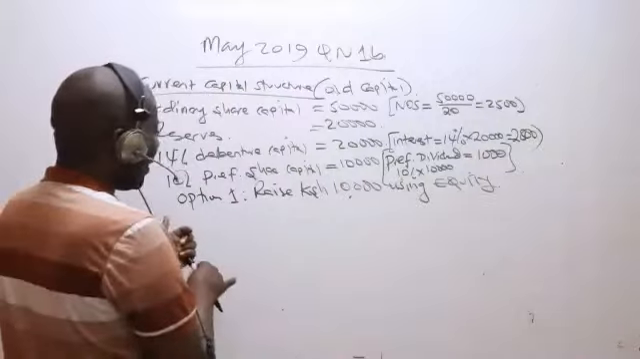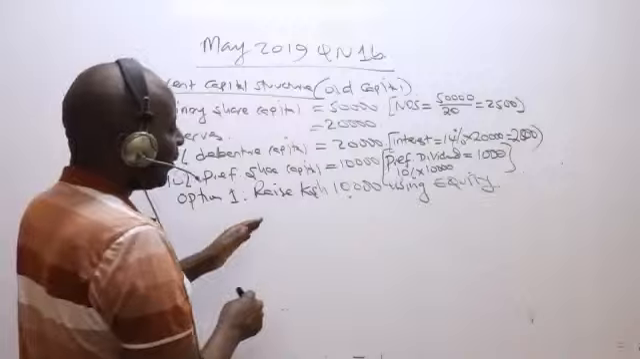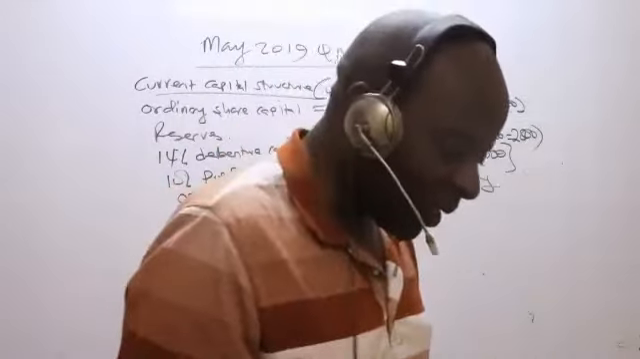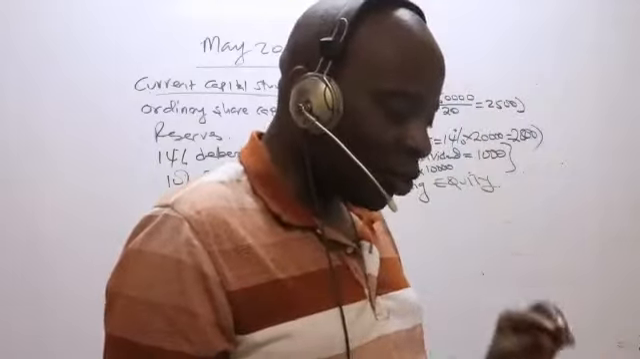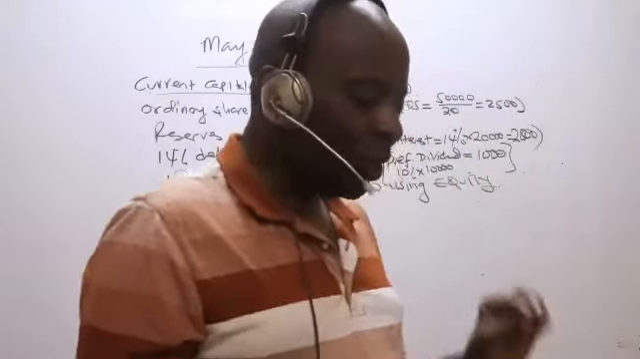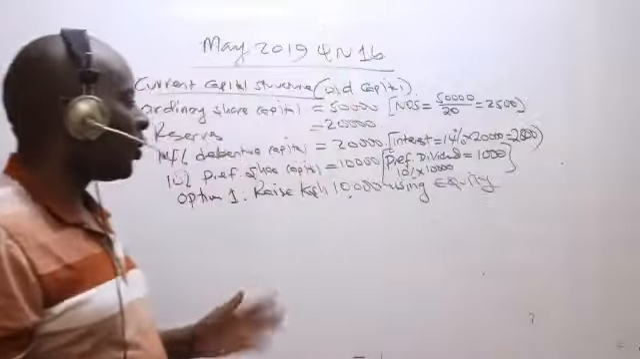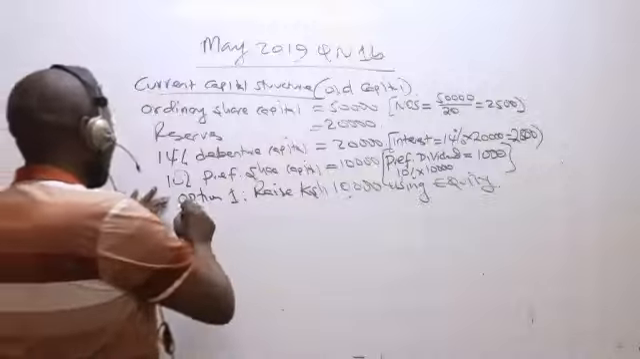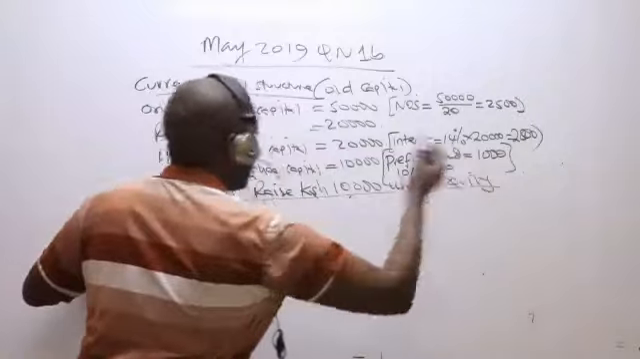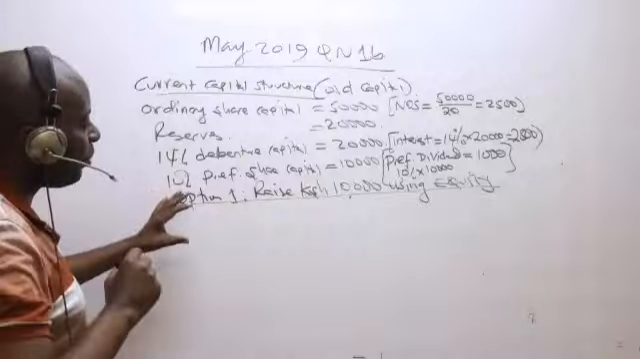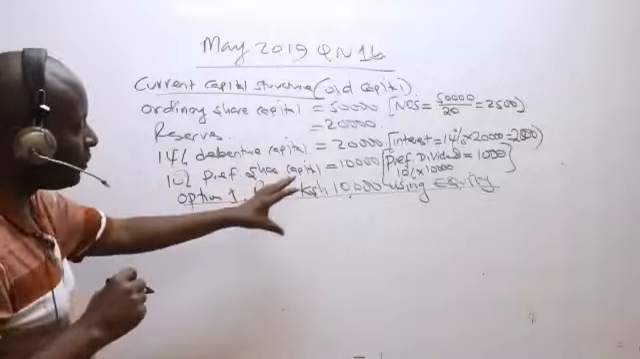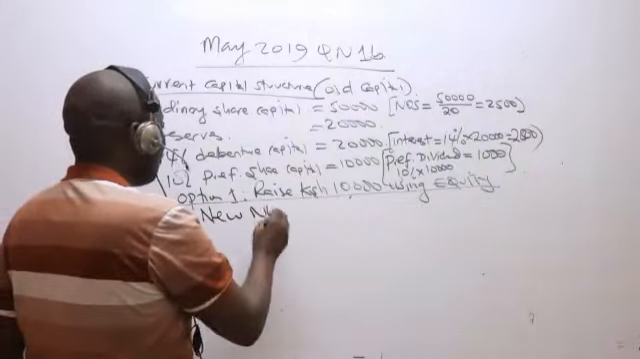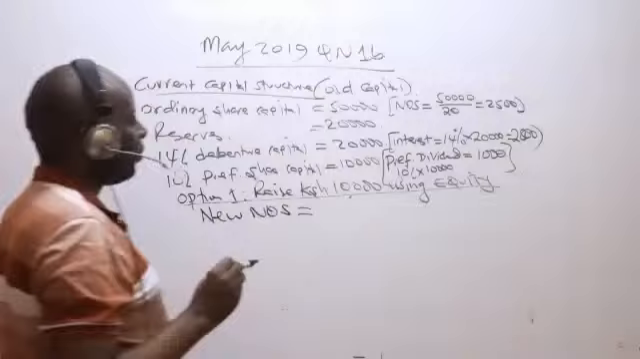So raise Kenya shillings 10,000 using equity. That is what option number 1 is telling us. Option number 1 is to raise all the funds through the issue of new ordinary shares. Now, please listen to me very well. I'll come and underline this. The most important thing here, when I hear of equity or shares being used, I would want to know the new number of ordinary shares.